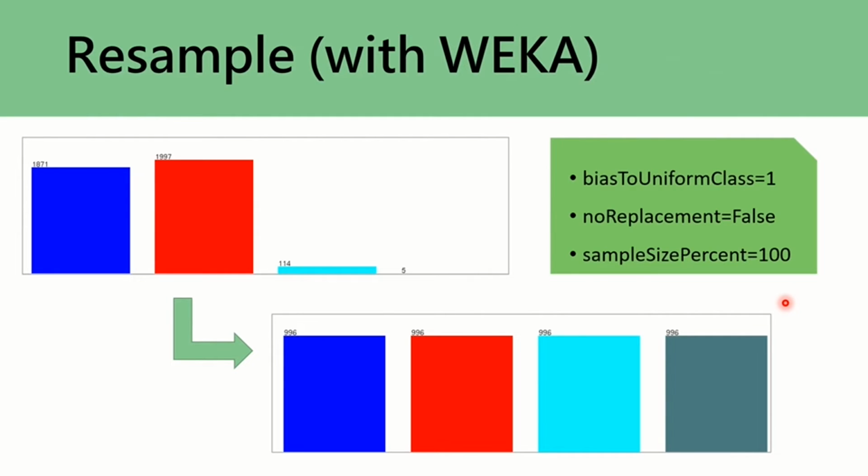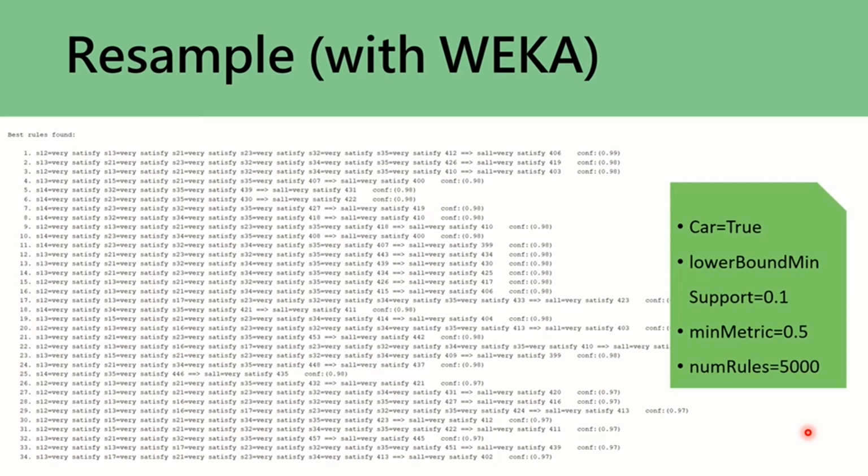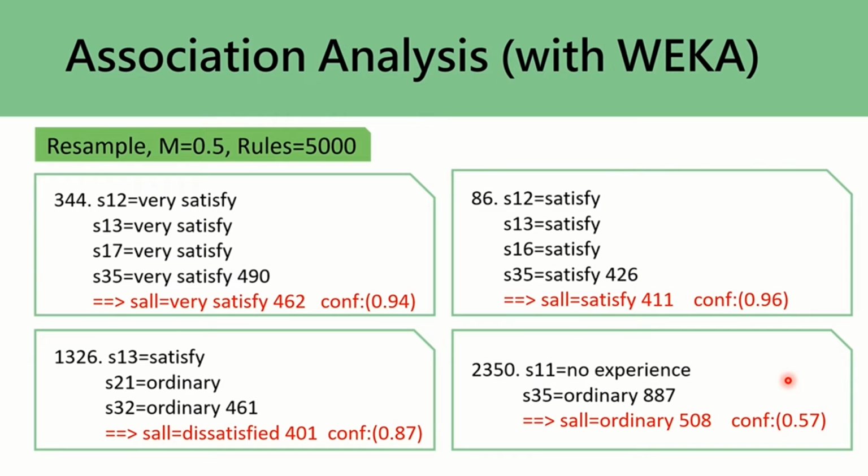First step, I set bias to uniform class equal 1, noReplacement equal false, sample size percent equal 100. Next step, I use resampled data to do association analysis again. I set car equal true, lower bound minimum support equal 0.1, minimum metric equal 0.5, and number of rules equal 5,000. This time, each result can be mined at least 1 rule.